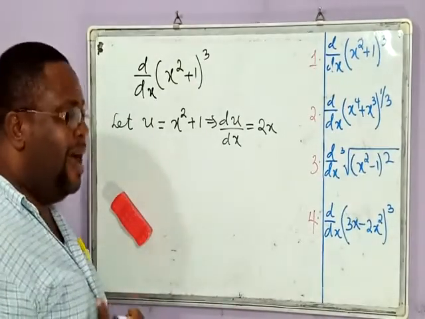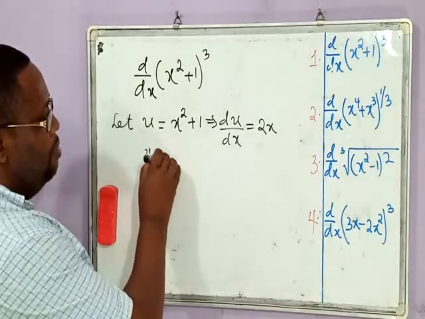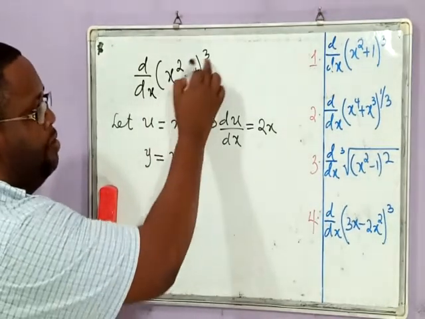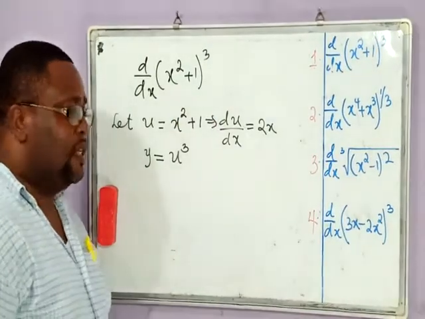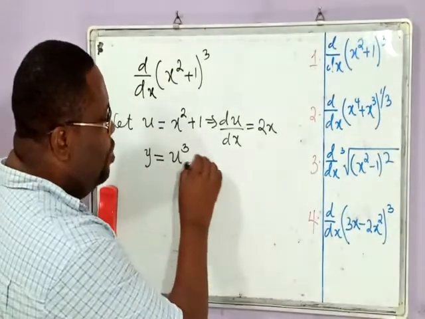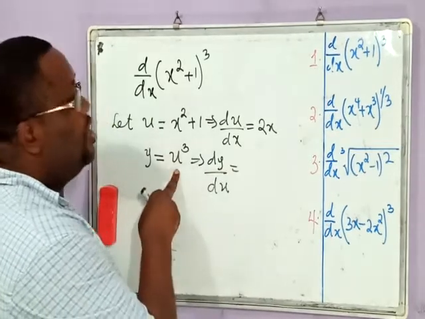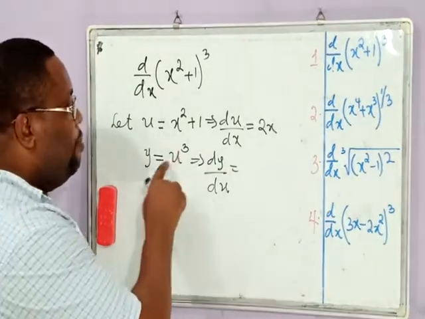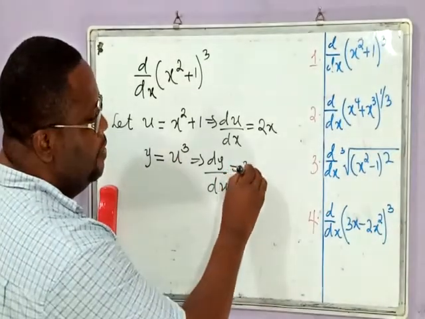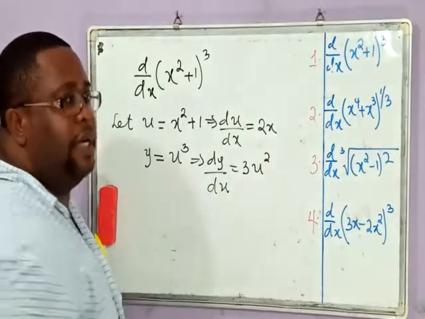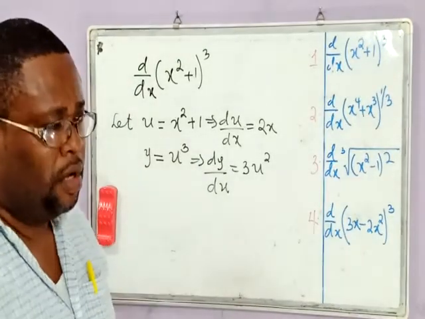Perfect. Now, considering that we have achieved this, you now understand that y becomes equal to u all cubed, where this is my u. If y is equal to u cubed, what do I get when I differentiate y with respect to u? I'm simply going to bring down 3 and reduce the power by 1. So I'm simply going to get 3u squared. Then we go on to state the chain rule.